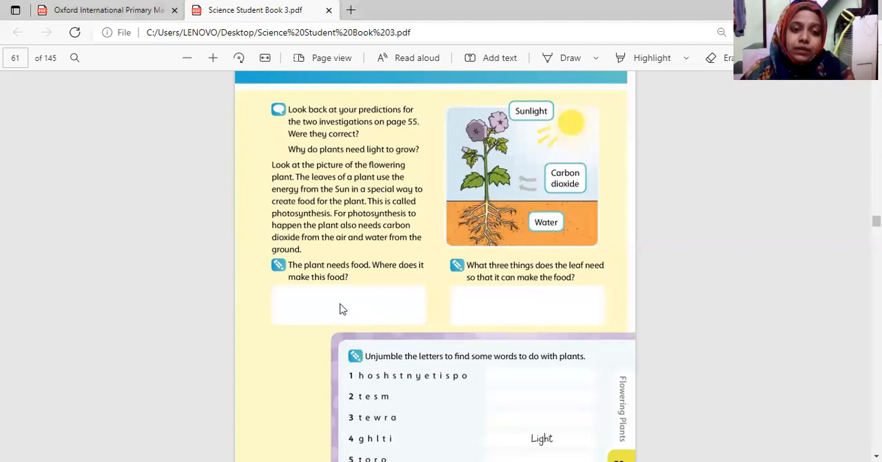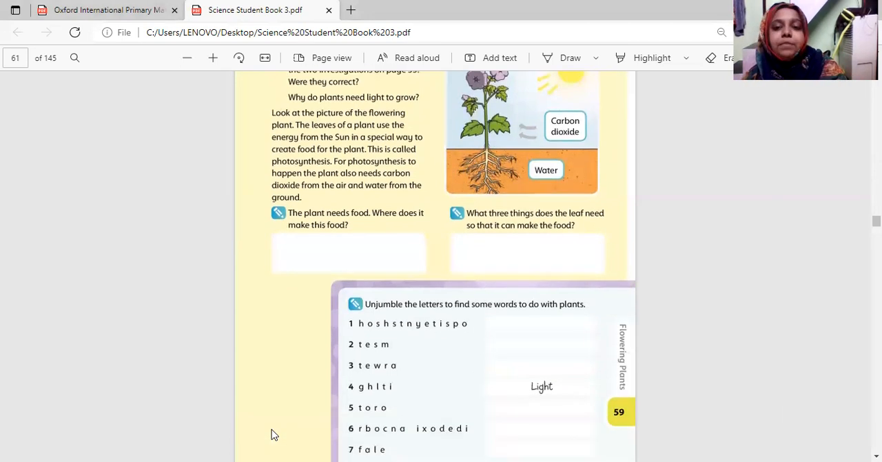Okay, there is one more thing. The plant needs food. Where does it make the food? What part of the plant makes food? Anybody who can have guesses? The right answer: the part of the plant that makes food is the leaves. The leaves are the part that makes food and distribute it to the different parts of the plant.